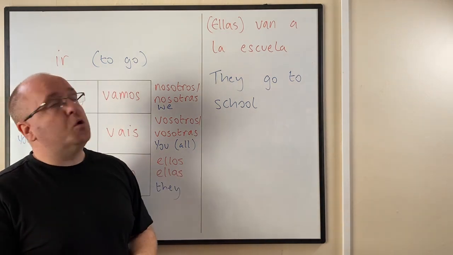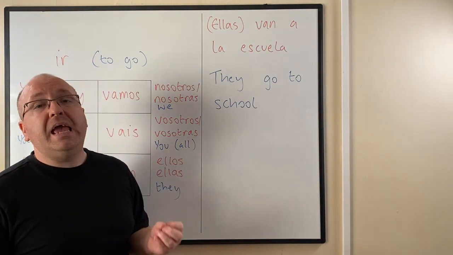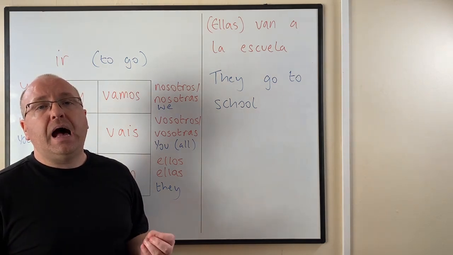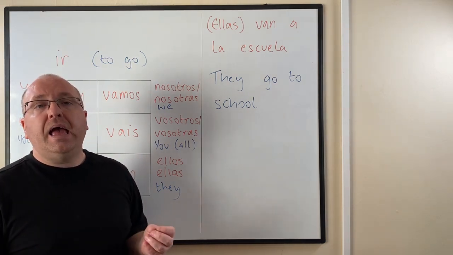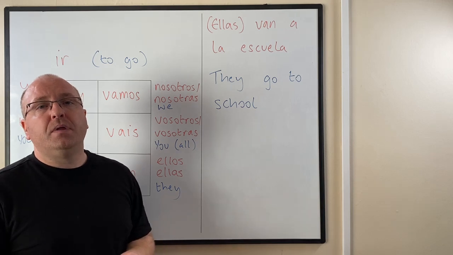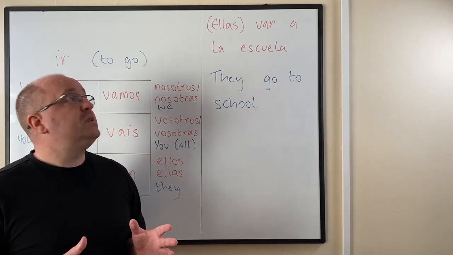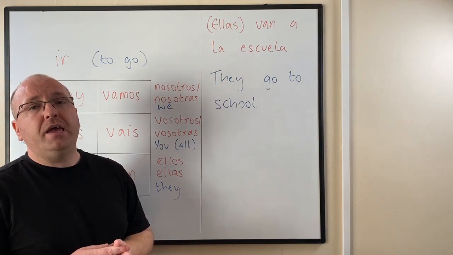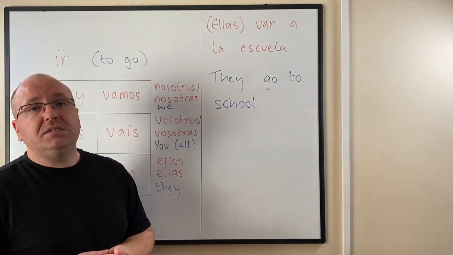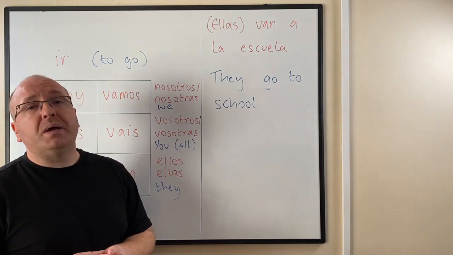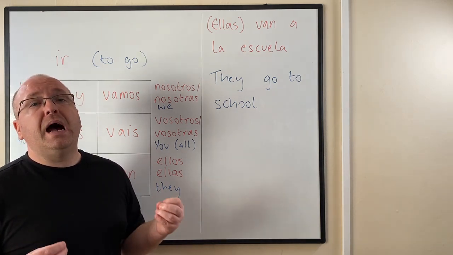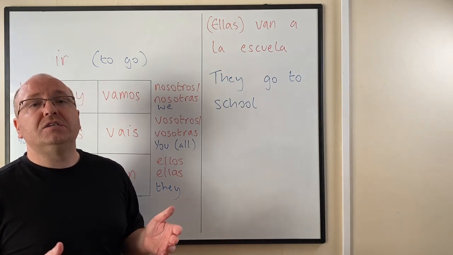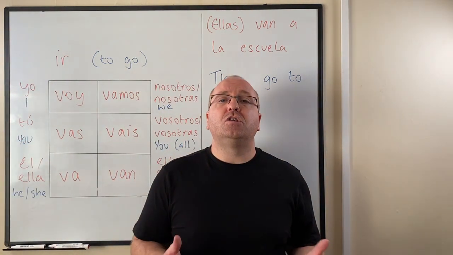So they go to school. Ellas van a la escuela. Now we don't need the pronoun for they in Spanish, so we can take off ellas and in natural Spanish speech it would just be van a la escuela. Okay, so now let's look at another verb.